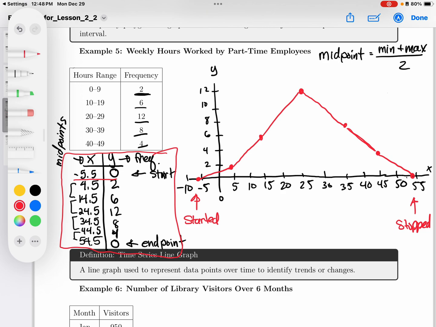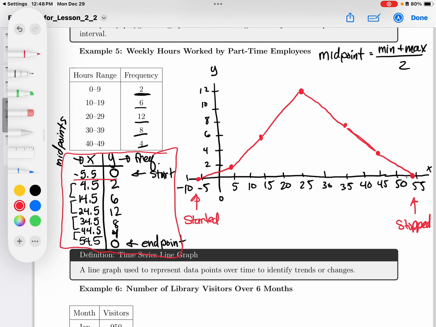So a quick summary of what we just did. The first thing is make sure we have our midpoints. If we don't, we have to calculate them. Then the next thing we want to do is find our start and end points by extending the class width on each side of the entire interval. So go to the left of your minimum point and to the right of your maximum point by 1 class width, so that you're starting and ending on the x-axis.